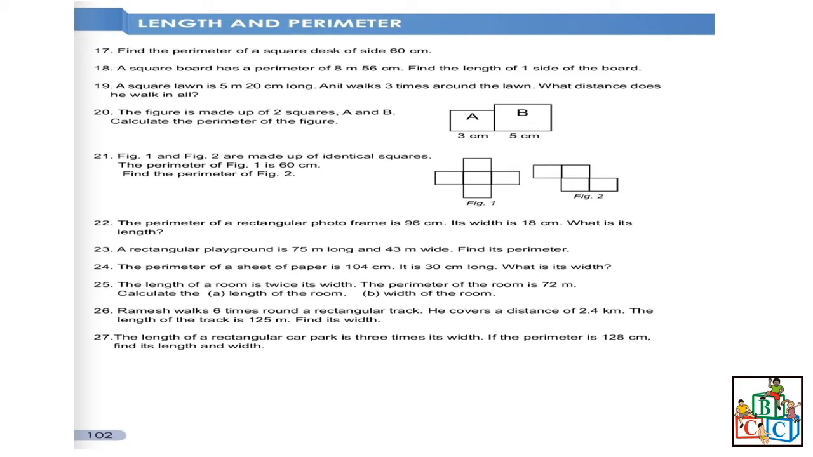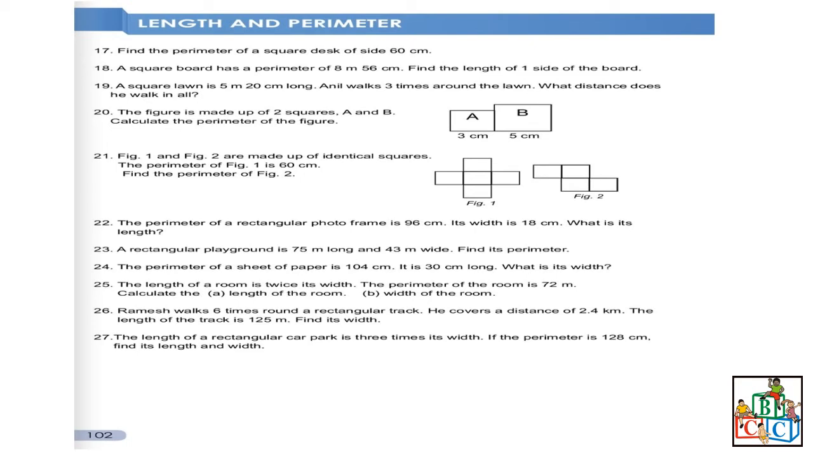The perimeter of a rectangular photo frame is 96 centimeters. So you already have the width. You already have the width. It is 18 centimeters. What about the length?